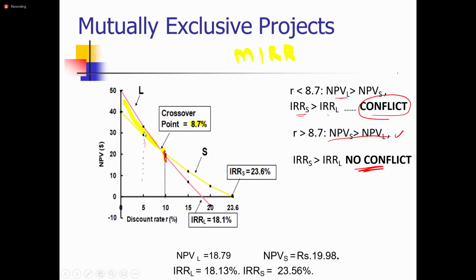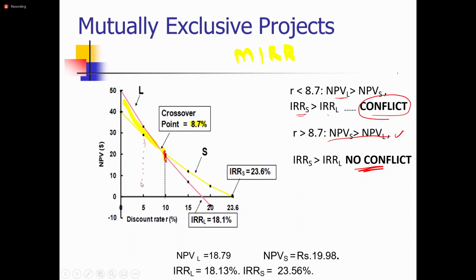Now if you calculate the modified internal rate of return at 5%, simply later at home you can do that. Then you can see there is no conflict. The NPV and the modified internal rate of return are consistent. So then you can take the decision based on the modified internal rate of return. When the cost of capital is less than the crossover rate, normally you can see NPV L is greater than NPV S, but IRR S is greater than IRR L.